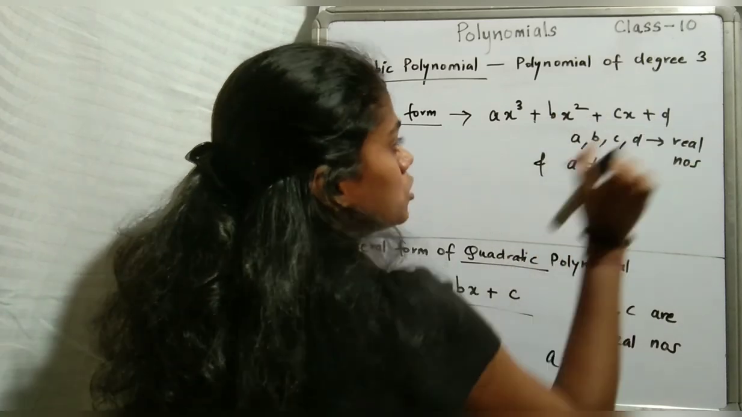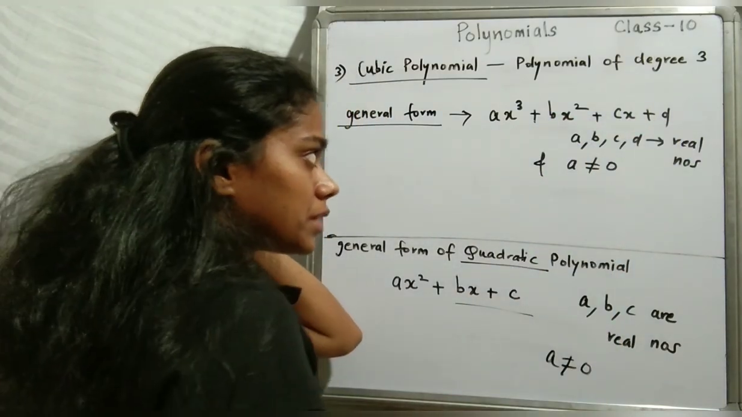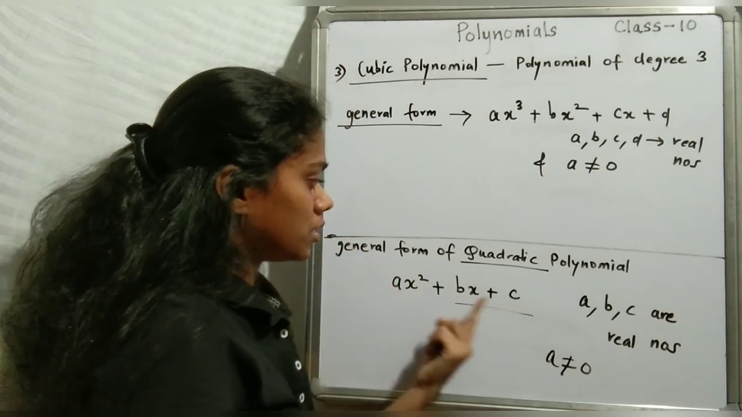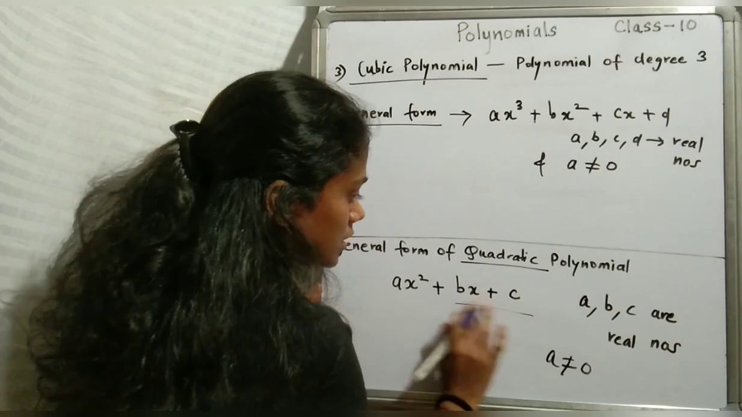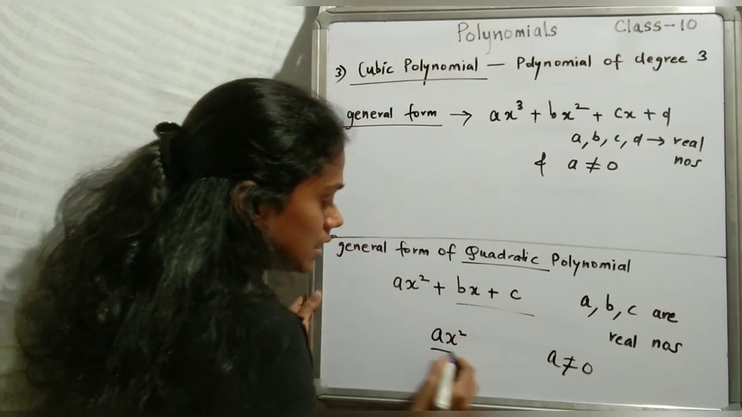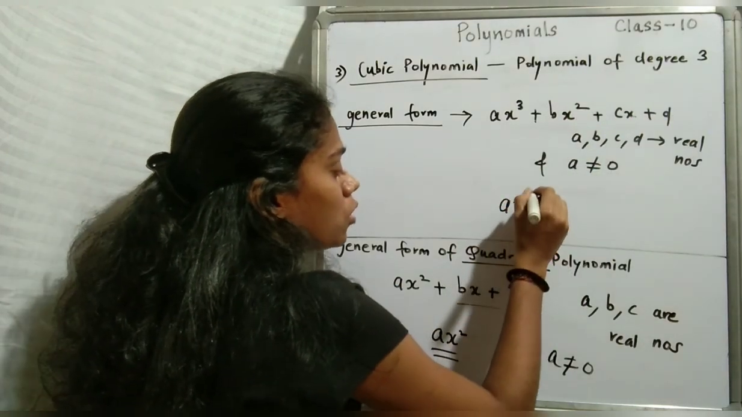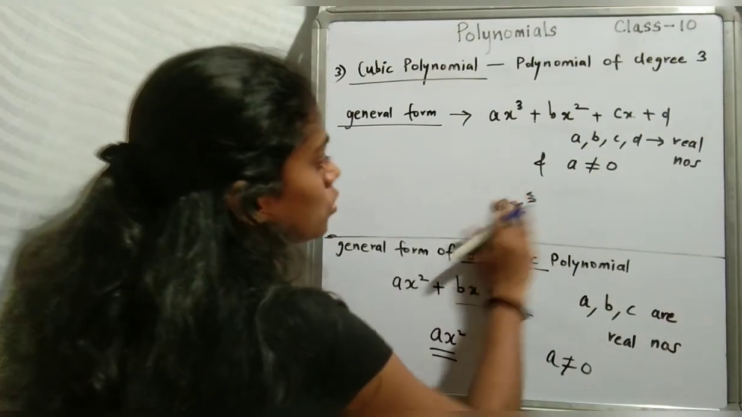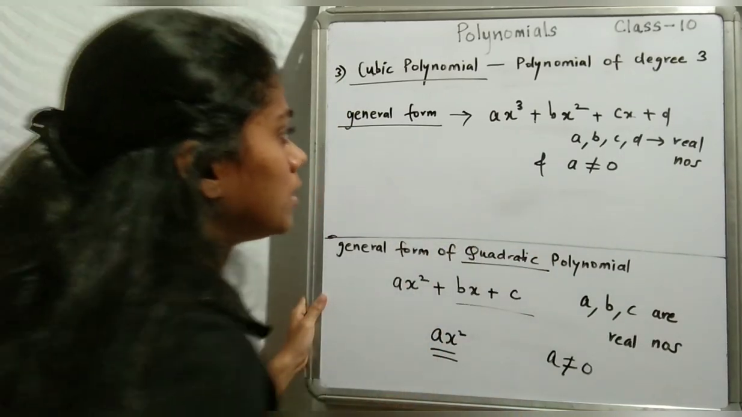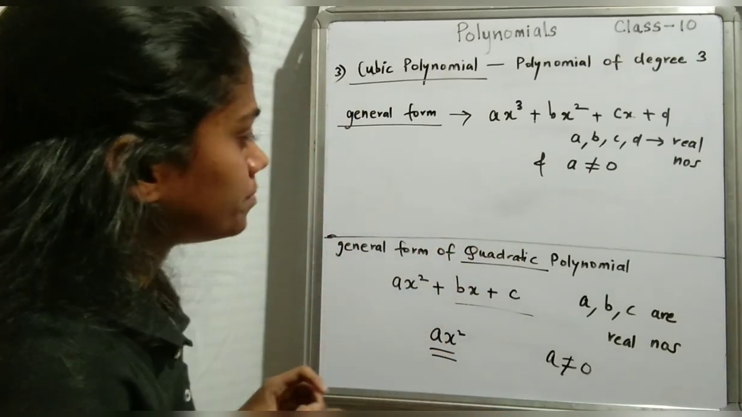b, c, d can be 0. There is no restriction on that. Here also b, c can be 0, because if these are 0, I still have a quadratic polynomial. Here also if b, c, d are 0, I still have a cubic polynomial. But if a is 0, that won't be a cubic polynomial, right? Okay, so yeah.